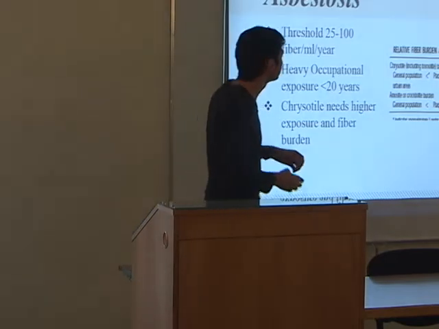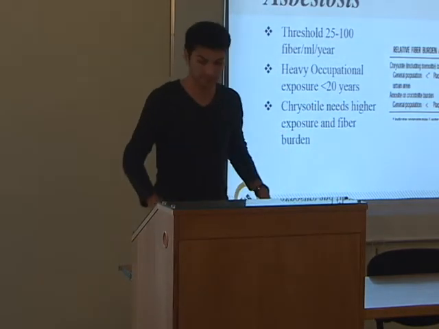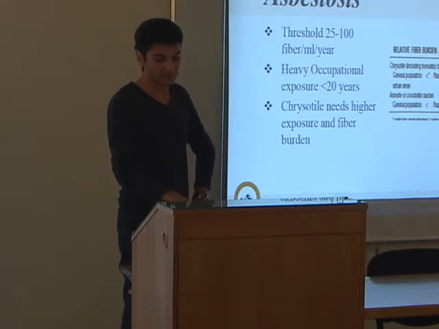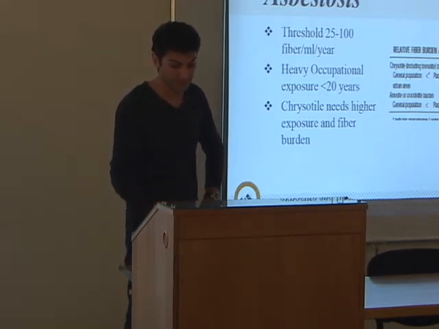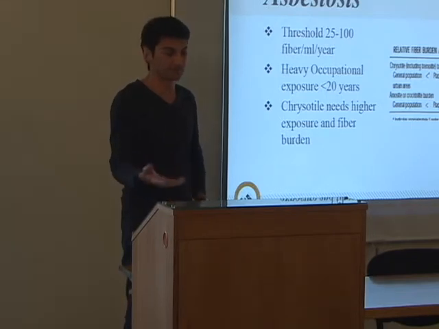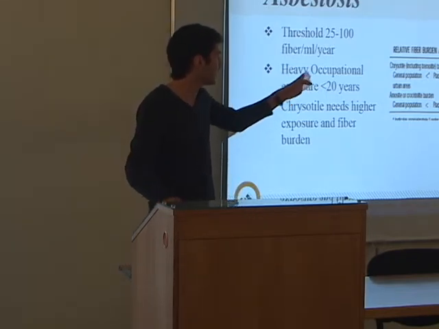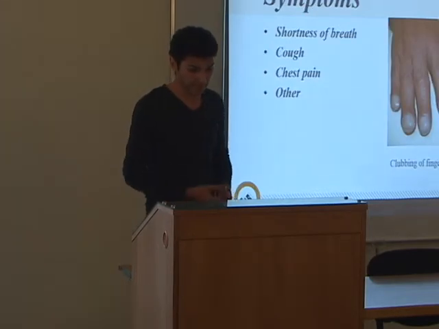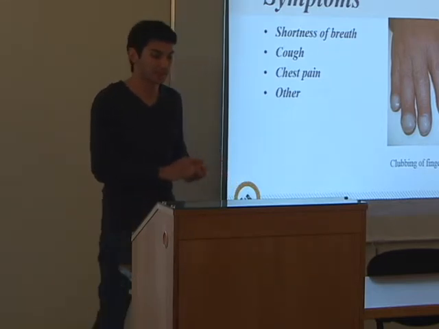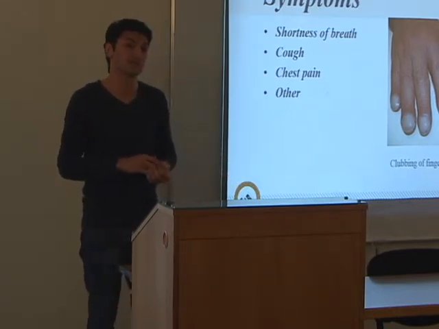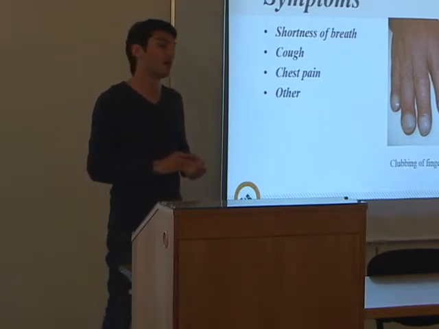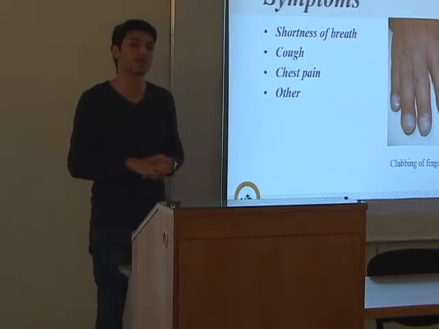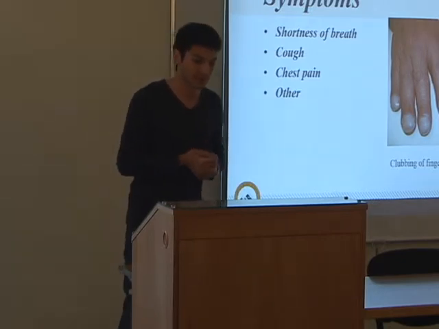On this picture, it's not very visible, but the content is the relative fiber burden associated with specific diseases, showing that chrysotile develops disease less and needs more than other types of asbestos. As for the symptoms of asbestosis, there are no specific symptoms, and it could be like in the case of other pneumoconioses, unless the doctor knows that there was a heavy exposure to asbestos.